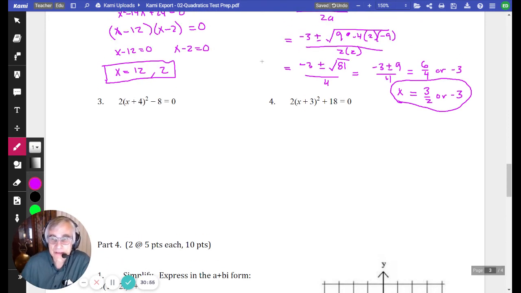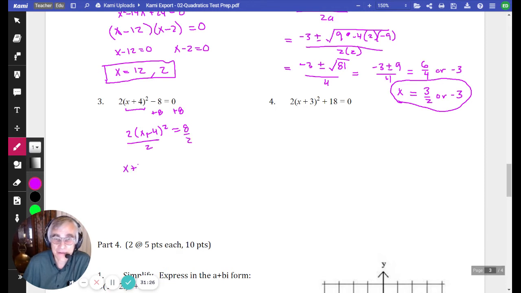So on number 3, here's a pro tip. If you've got something like this that's squared, and that's the only place the x appeared, you might just be able to go ahead and just use ordinary algebra to isolate the x. So I'm going to try doing that. I'm going to add 8 to both sides. Divide by 2 now. So x plus 4 squared equals 4. And then we'll take the square root of both sides.